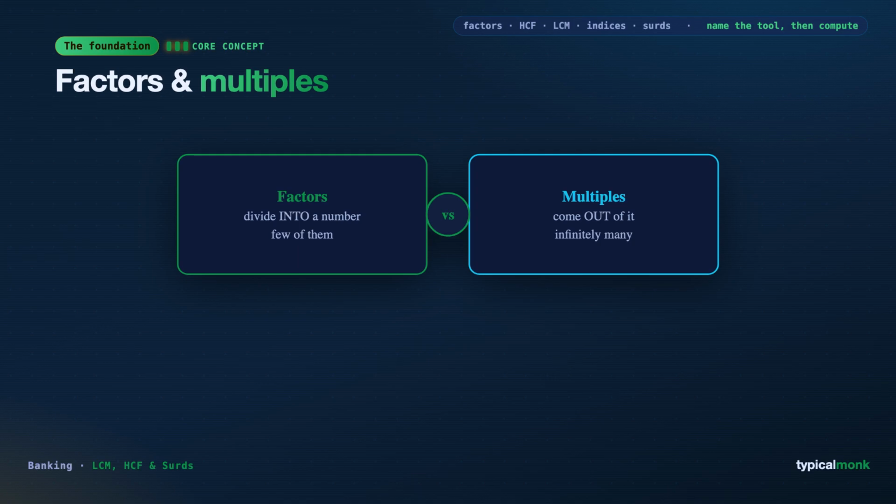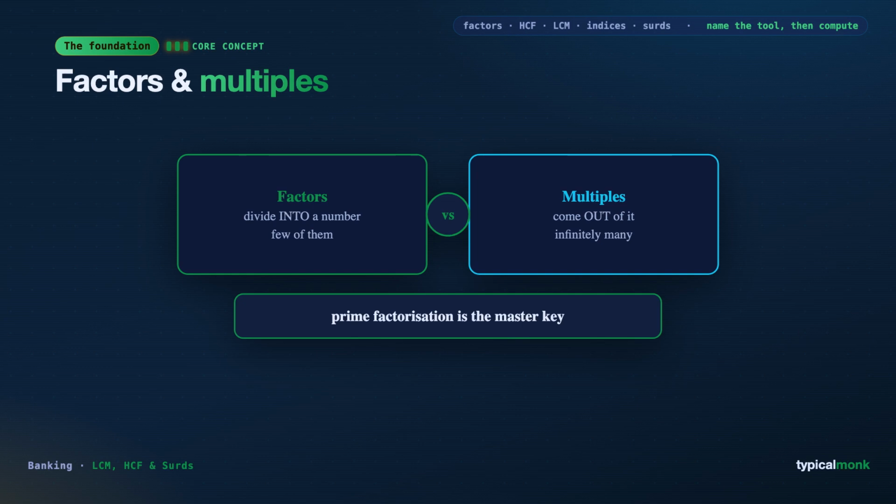A multiple, by contrast, is what you get when you multiply a number by whole numbers. So the multiples of 12 are 12, 24, 36, 48, and on forever. Multiples are always greater than or equal to the number, and there are infinitely many of them. The simple way to hold the difference: factors divide into a number and are few, multiples come out of a number and are endless.